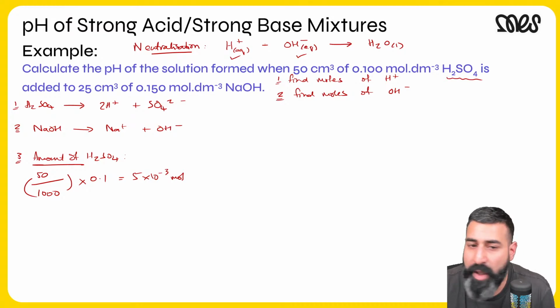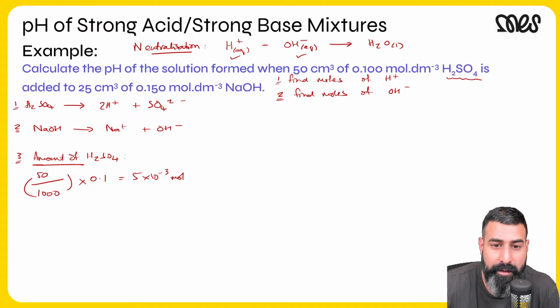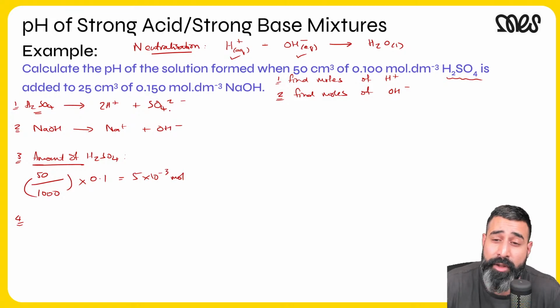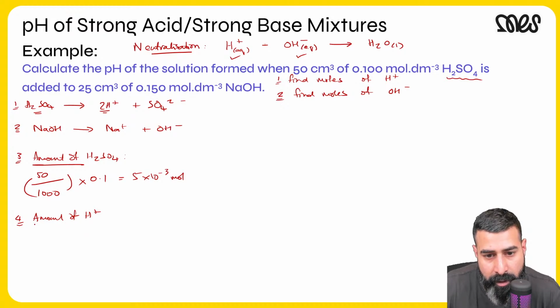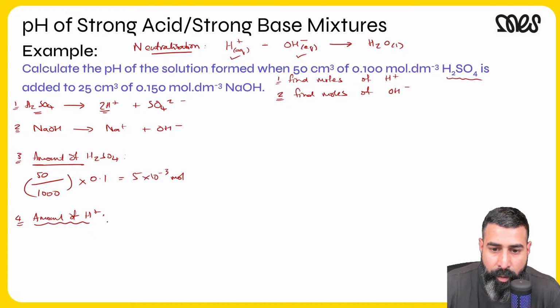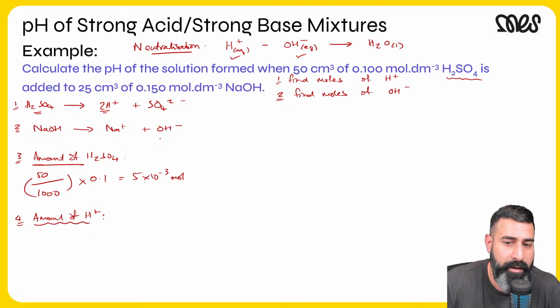Put plus in the chat if you're still with me. Step number 4. So I've worked out this number of moles. Anytime I've got a question like this, I'm going to use moles. It's easier than working in concentrations. Thank you, everyone who has replied. So then I'm going to work out the number of moles of H+, the amount of H+ ions. What do I do to work out the amount of H+ ions?